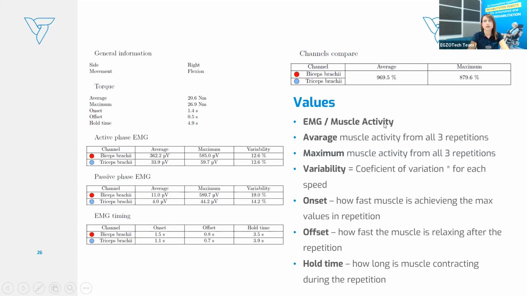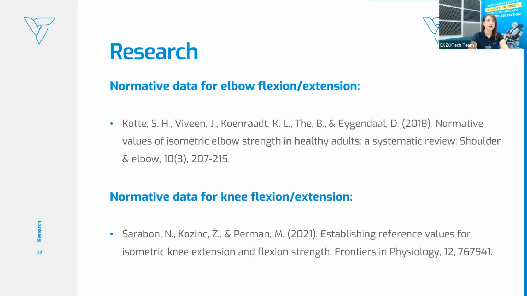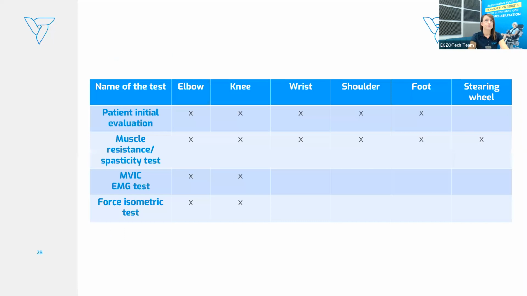And we know that, let's say, up to 20% of the difference is more or less the norm. Whatever is up, then it's the difference between the activity. And here I've put some research for normative data for elbow flexion extension and knee flexion extension, because you always also ask for some reference. So here they are.